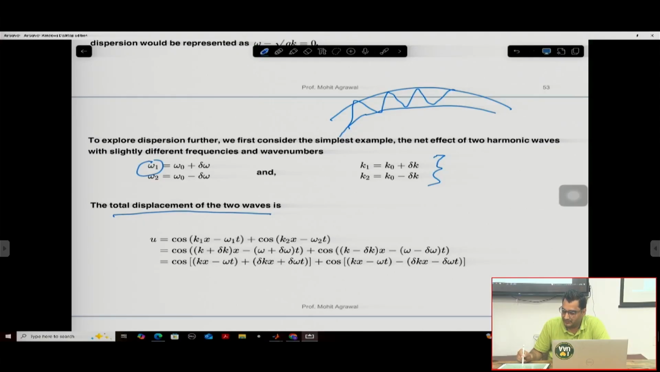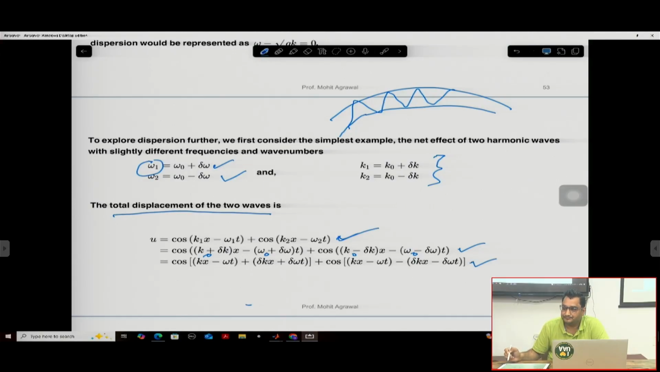So this is simple to carry on. k1 is k naught plus delta k, k2 is k naught minus delta k. Similarly, omega 1 is omega naught plus delta omega, and omega 2 is omega naught minus delta omega. When you incorporate this into this equation, it will look something like this. So this should be omega naught actually, and this should be k naught.